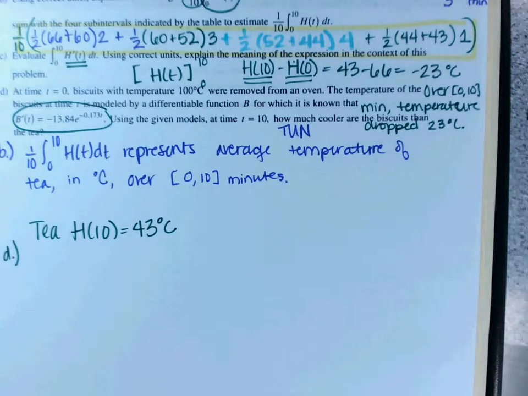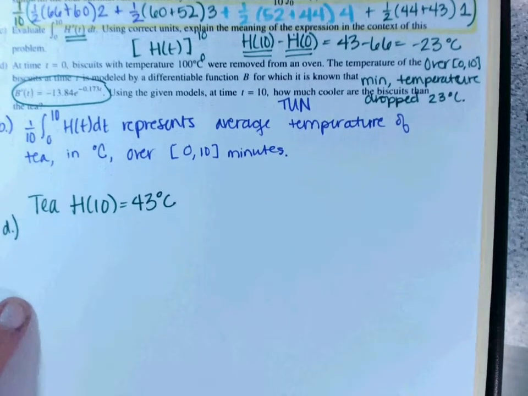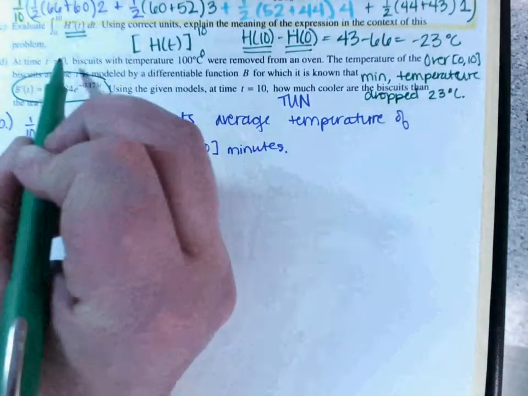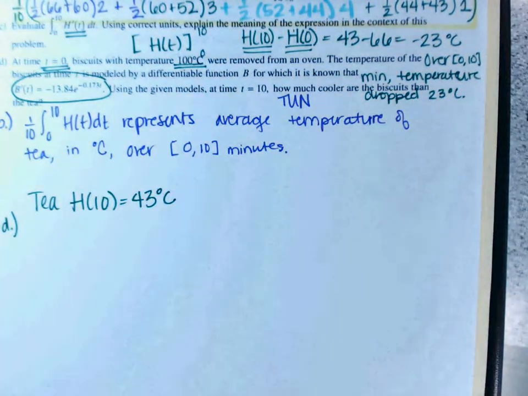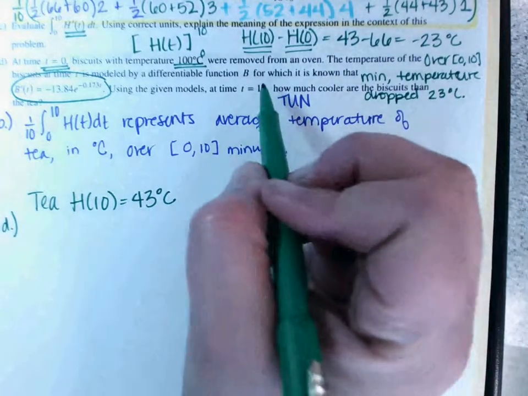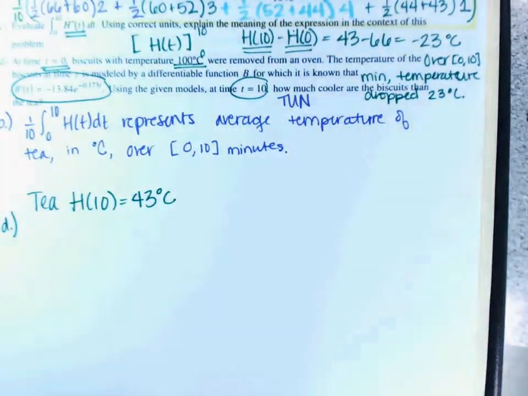Okay, so to find the heat of the biscuits, what time do you know for the biscuits? The biscuits at 0, how hot were they? 100, that's what you have. Then what do you want? The biscuits when? At 10. So this is a version B.